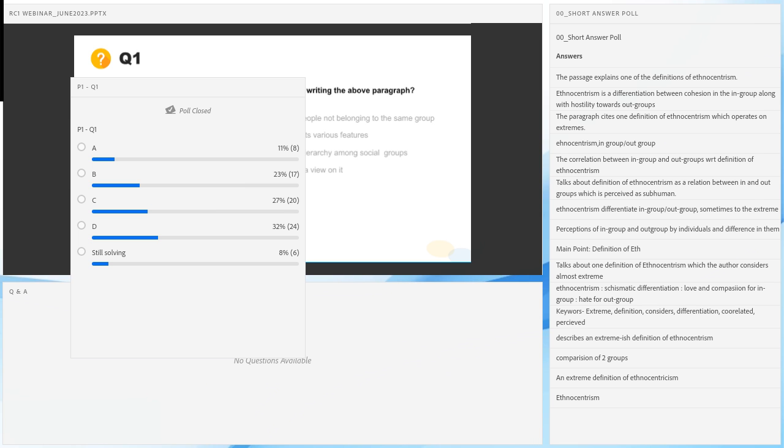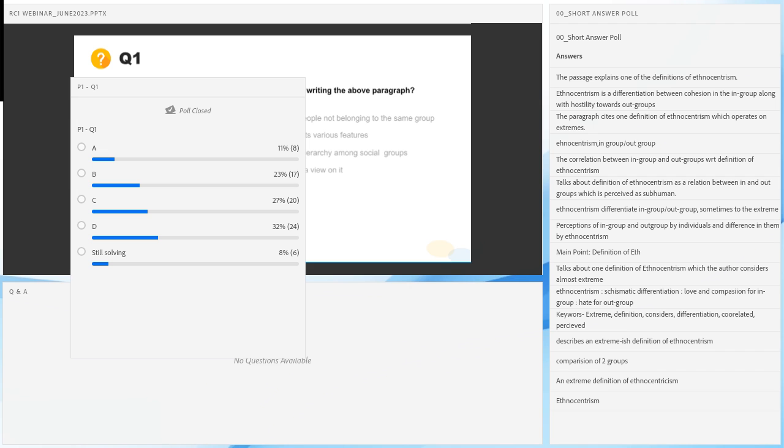And you'd see how the variety in answers is a reflection of what you took from the passage itself. Some of you said it talks about one definition of EC, which the author considers almost extreme. That's a really good answer. Others have focused on the correlation between in-groups and out-groups, and the details in the definition. Others have focused purely on the fact that EC is a differentiation between cohesion in the in-group and hostility with the out-groups overall. And you can really see how different people have gotten different things out of it.